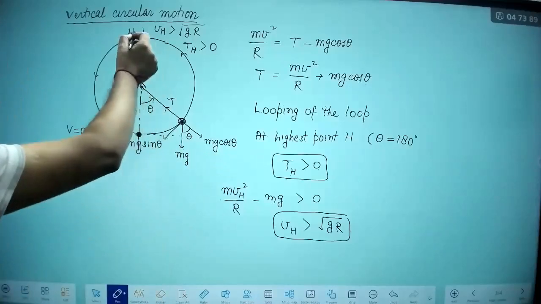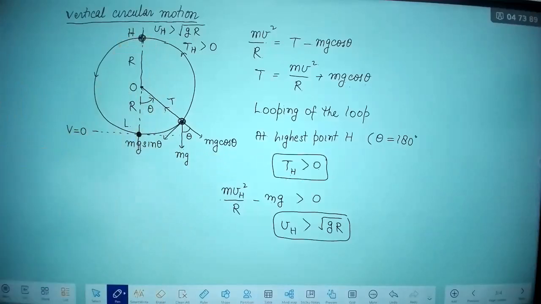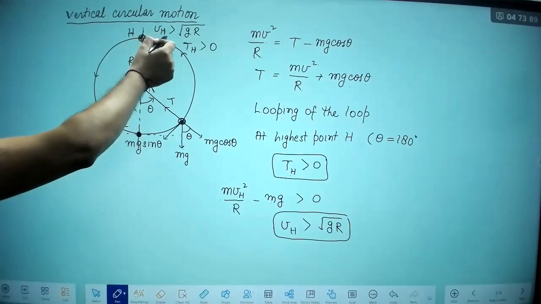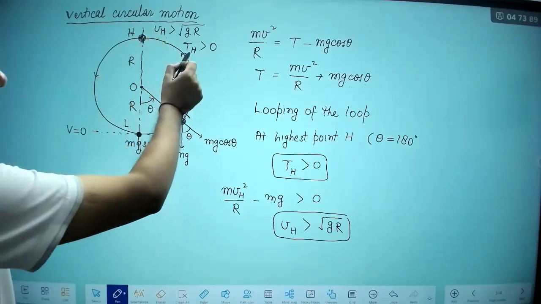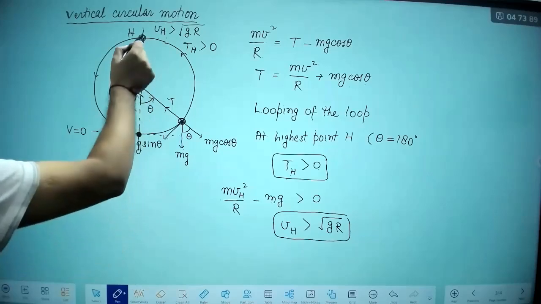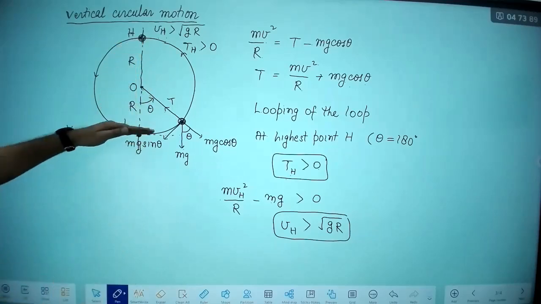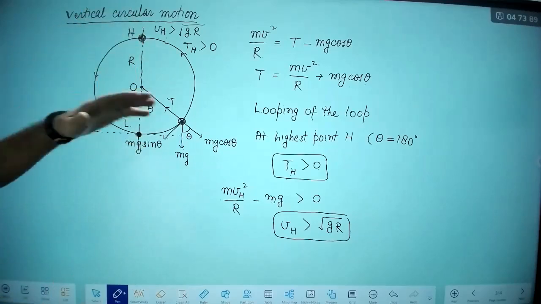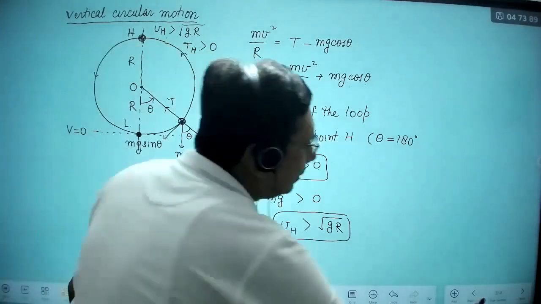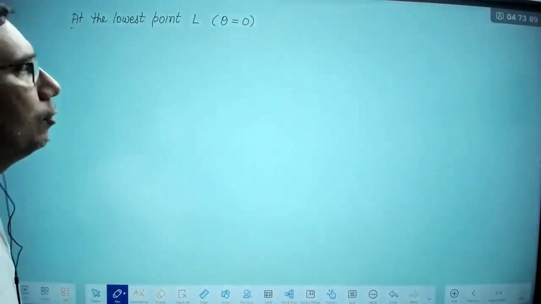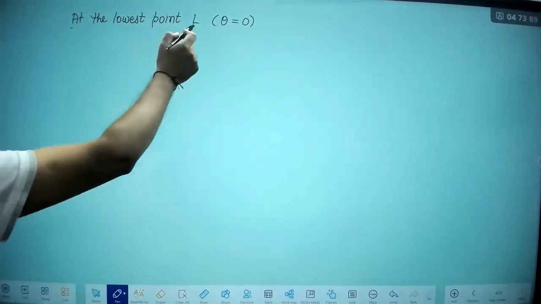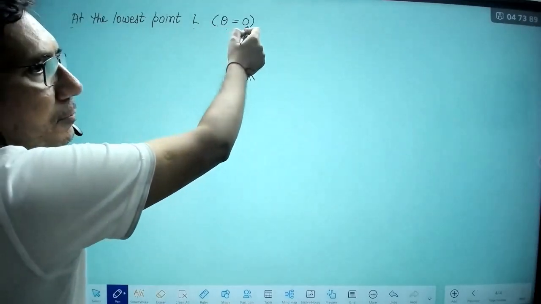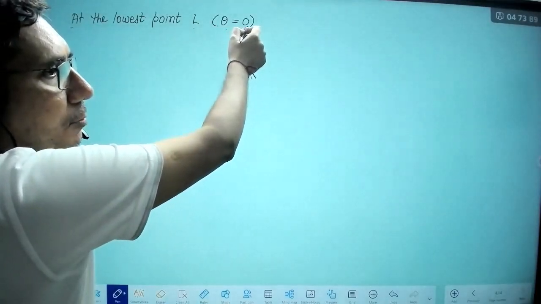So what will be the energy at the highest point? That will be the kinetic energy corresponding to vH, and second, the extra potential energy with respect to the lowest point. So apply the conservation of energy to find out the condition at the lowest point. At the lowest point L, theta will be 0.